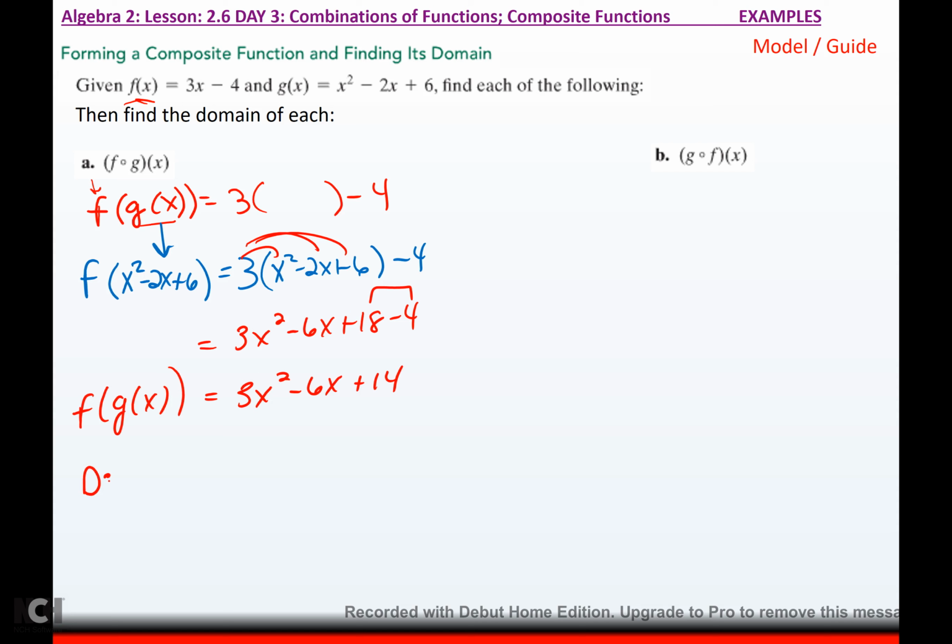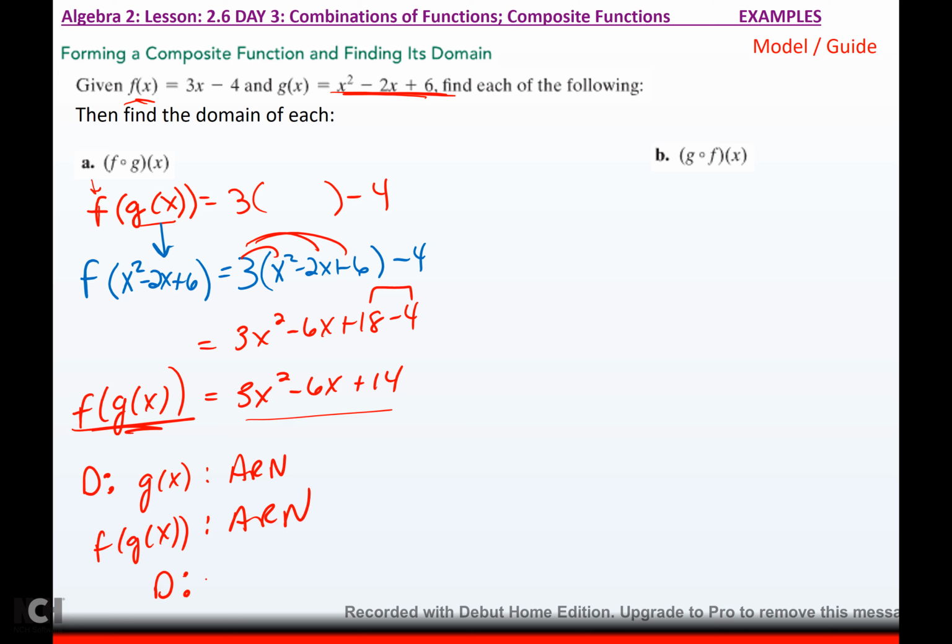Now for my domain. You have to look at the g function first. The g function here, okay? So g of x has no restrictions. There's no denominators, no radicals, so g of x is all real numbers. The composition, this one, has no drama either. So its domain is all real numbers, and where these overlap, the domain of the whole composition is then all real numbers. So negative infinity to infinity.